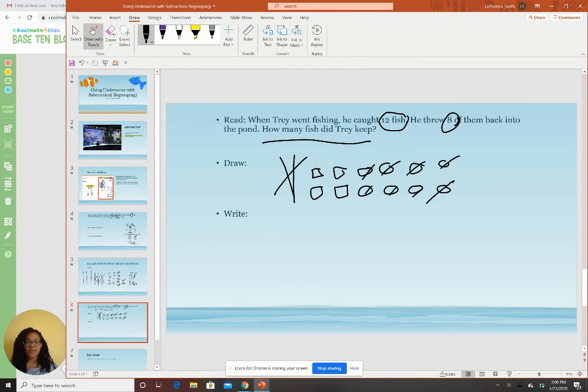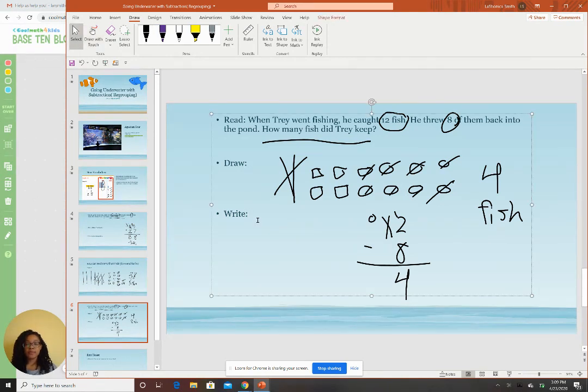And how many fish did Trey keep? It looks like he kept 4 fish. So what we did was 12 minus 8. 8, 9, 10, 11, 12. Okay? So we can say that Trey kept 4 fish.